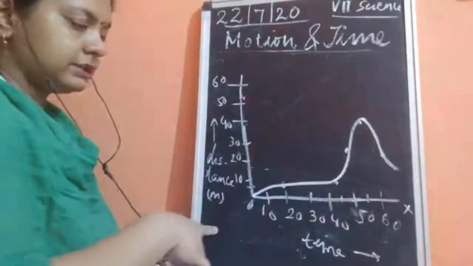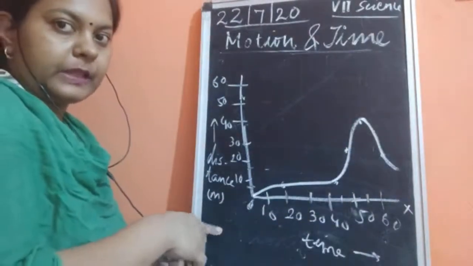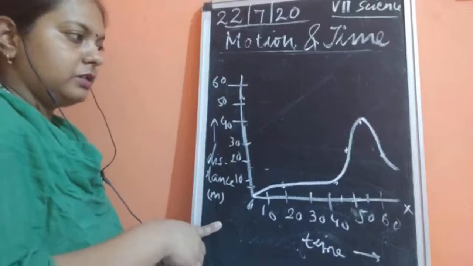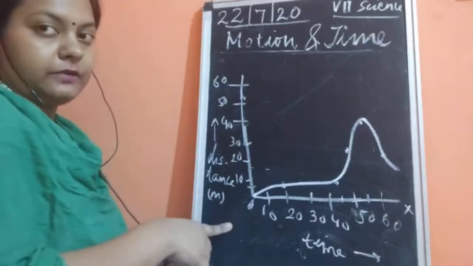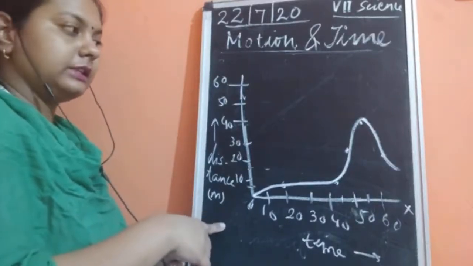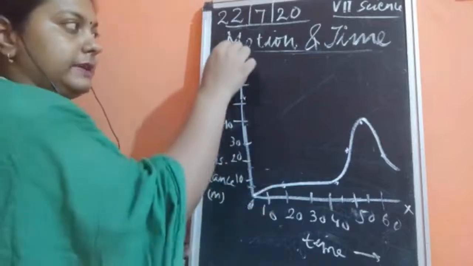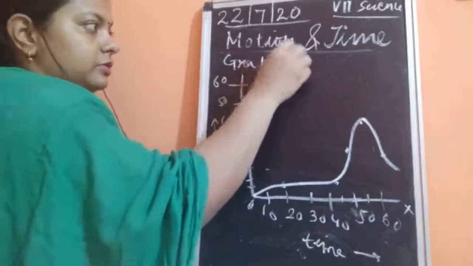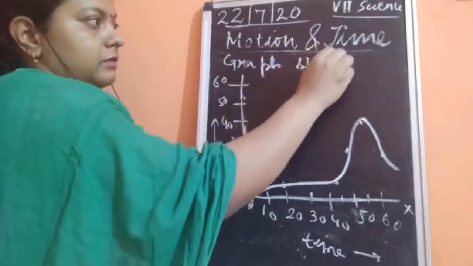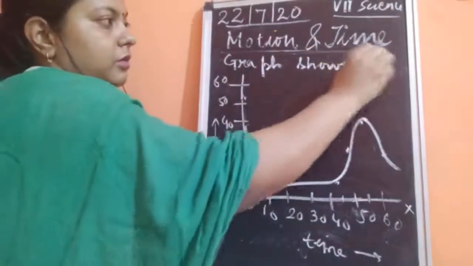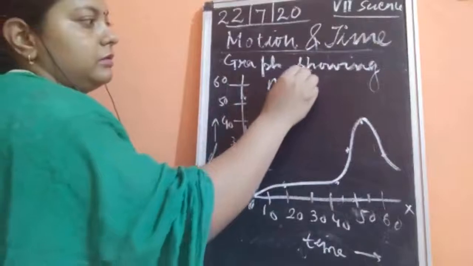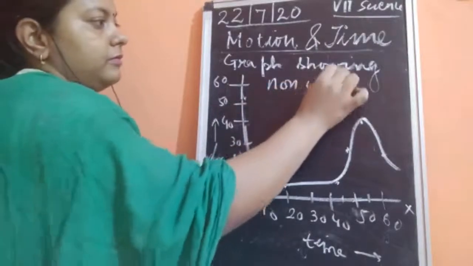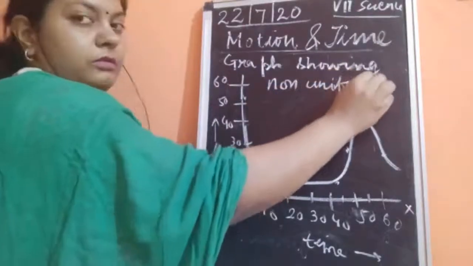As you could see, it is not a straight line. So whenever we are drawing, whenever we are seeing this, it is not a straight line. It means this is the graph showing non-uniform motion.